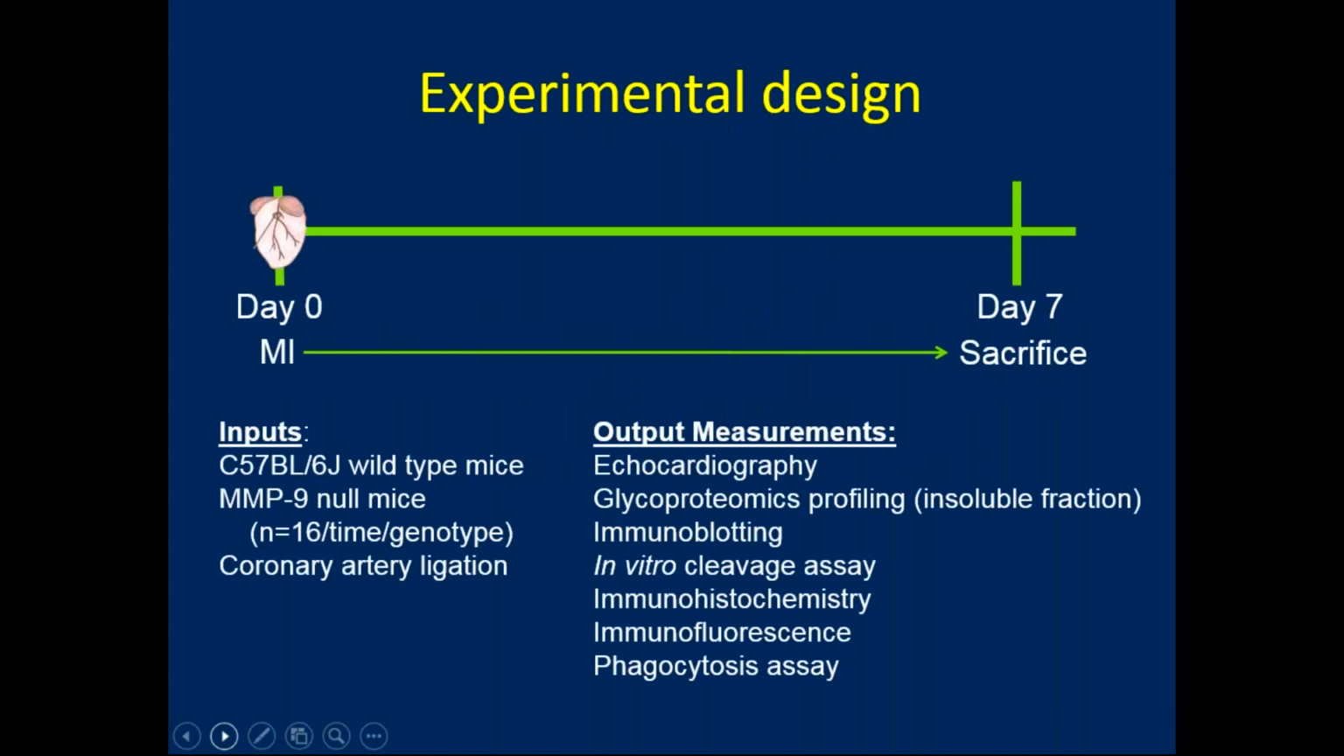So we used C57 wild-type mice and MMP9 null mice. We used 16 mice per group. The mice underwent coronary artery ligation and were sacrificed at day 7 post-MI. For our outputs, we looked at echocardiography, and we did glycoproteomic profiling using the insoluble fraction of our infarct tissue. Then we used some bioinformatic techniques to analyze the proteomics data, as well as immunoblotting and in vitro cleavage assay to validate the proteomic findings. We then used immunohistochemistry, immunofluorescence, and phagocytosis assay to identify functional roles of the proteins that were identified by the mass spec.